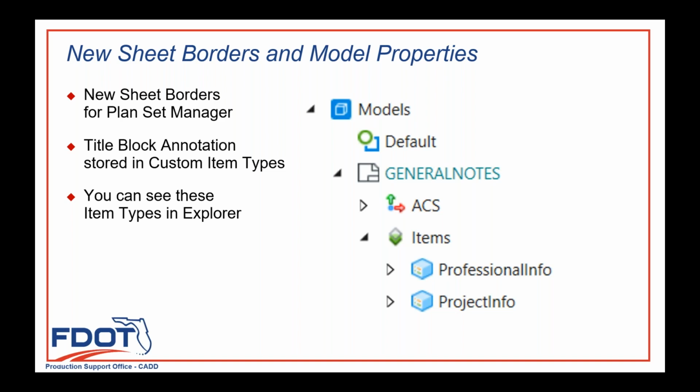The professional information contains information pertaining to the professional of record, and the project information contains information like your road number, county name, etc. And you can see here, this is a screen cap from Explorer inside of OpenRoads Designer. You can see there's the model properties, and you see our professional info and project info item types. And of course, this was a general note sheet, if anyone picked up on that.